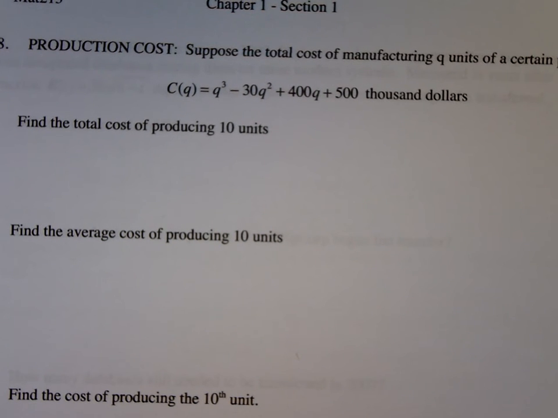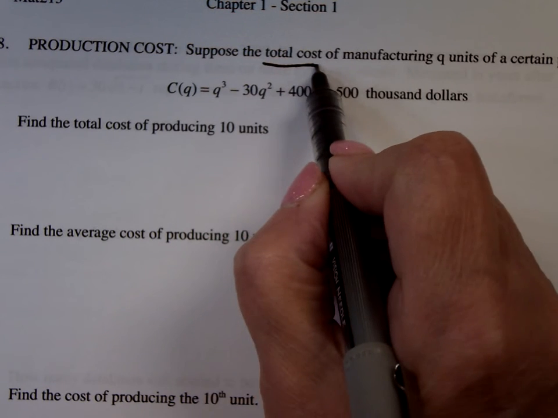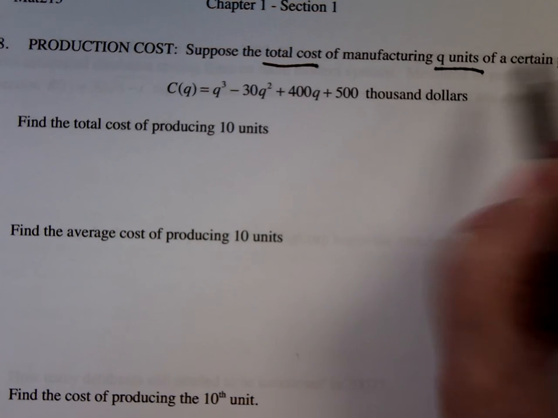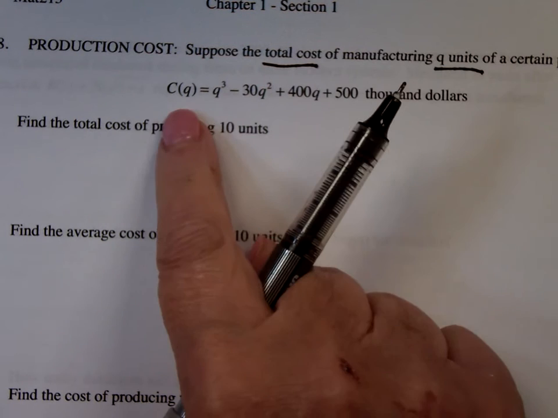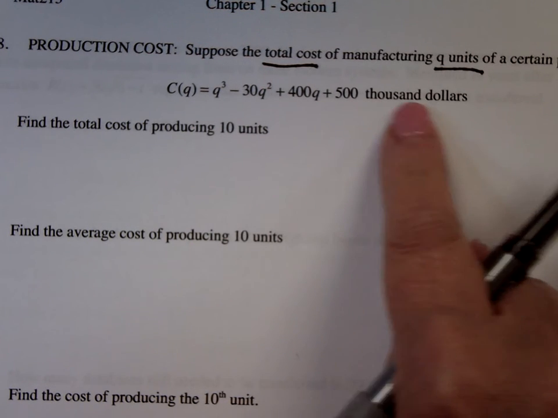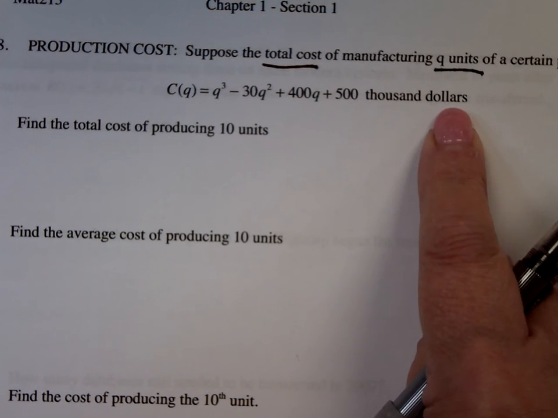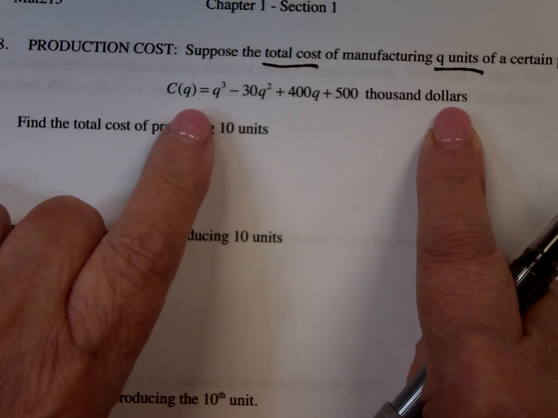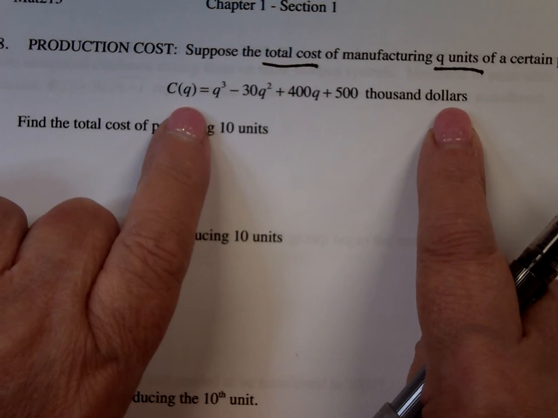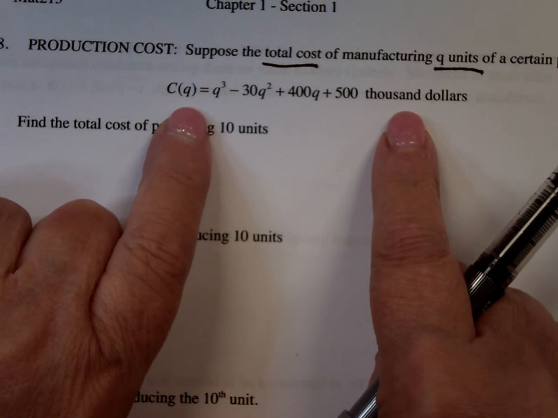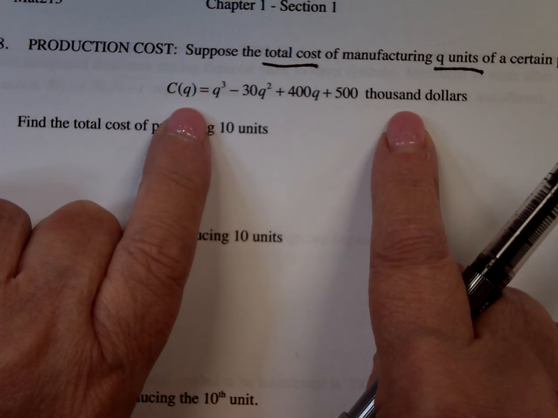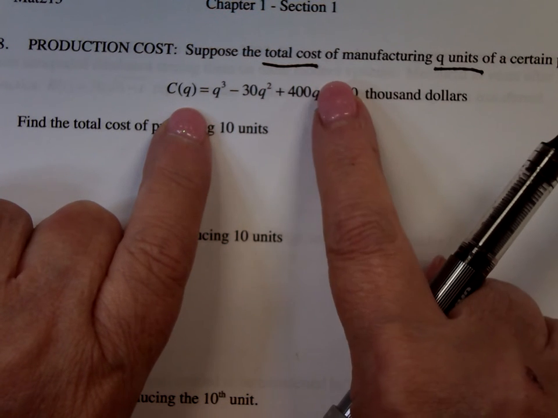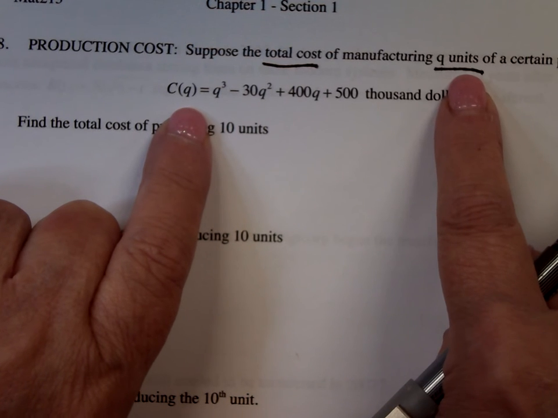It says, suppose the total cost of manufacturing Q units of a certain product is given. So this is in thousands of dollars. So that's going to be your units, and we have to pay attention to that. Your input is in units, and your output is in thousands of dollars. So those are my units, and it says it's the total cost of producing that many.